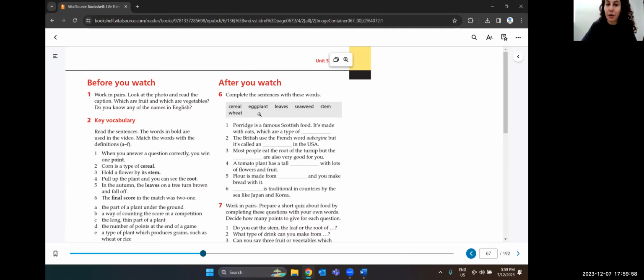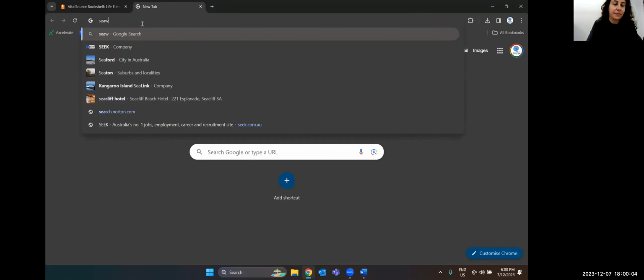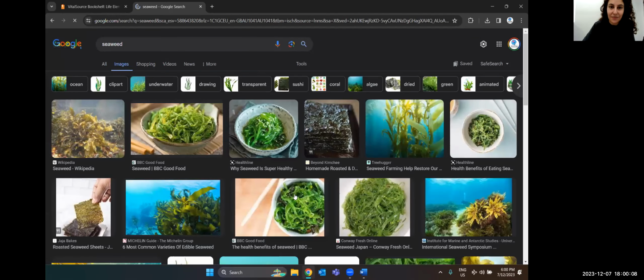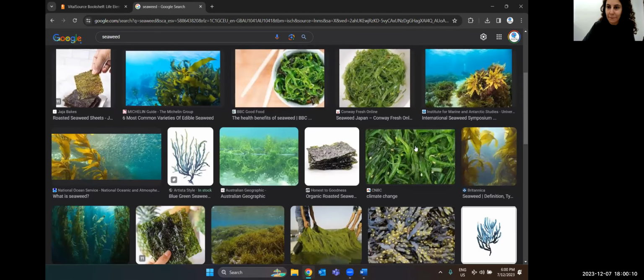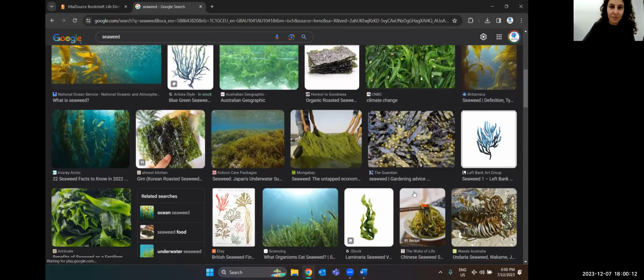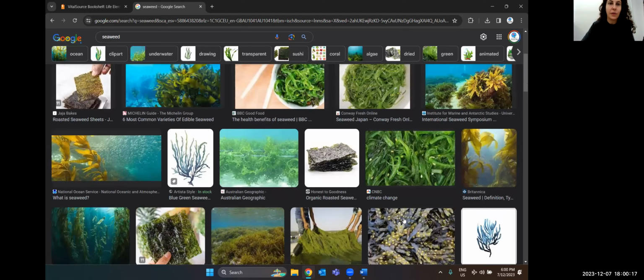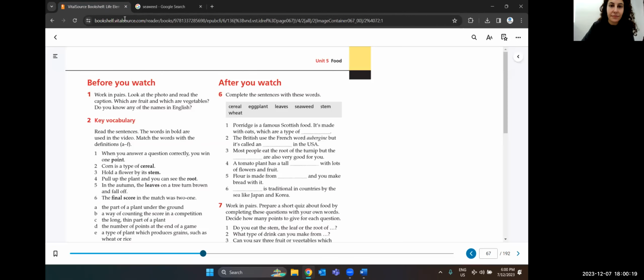Eggplant. Remember the purple eggplant? Leaves, seaweed. This is seaweed. So sushi, seaweed. Stem, wheat.